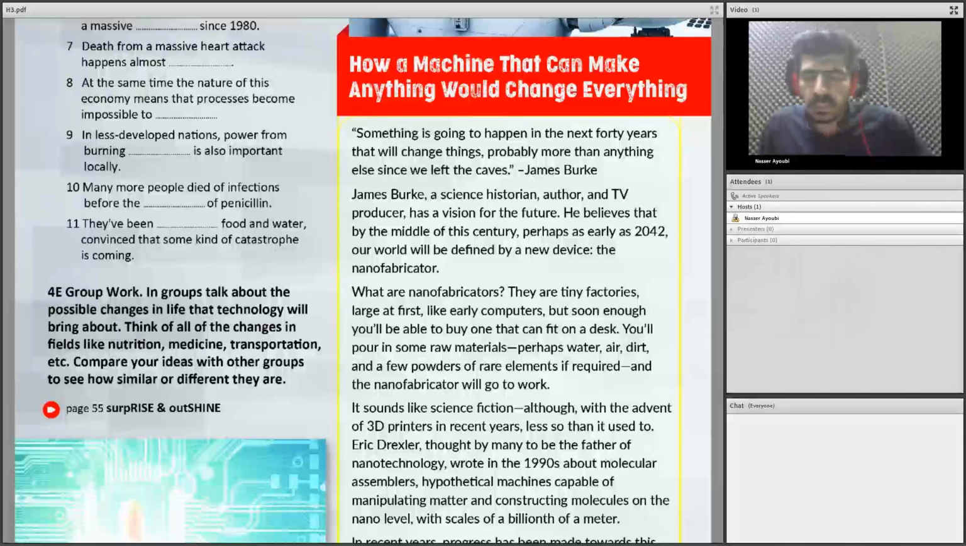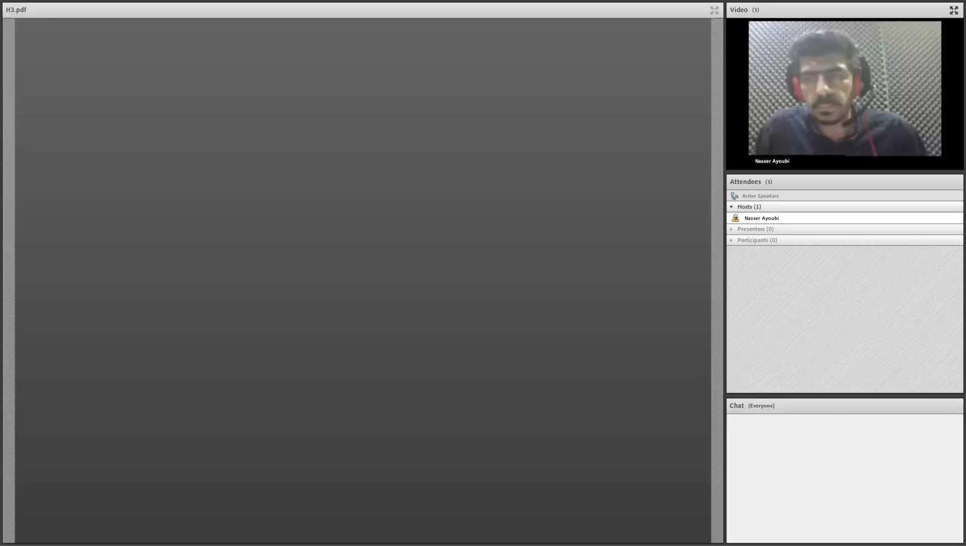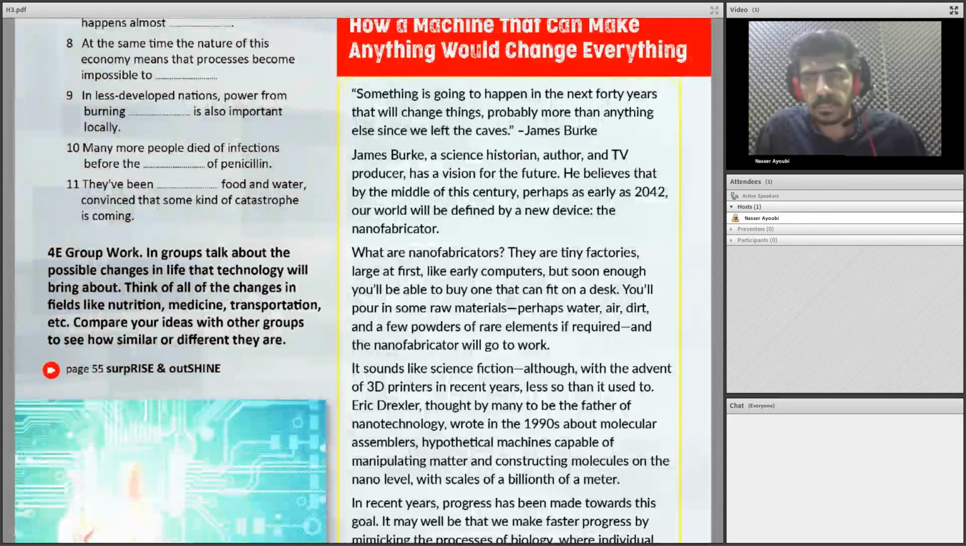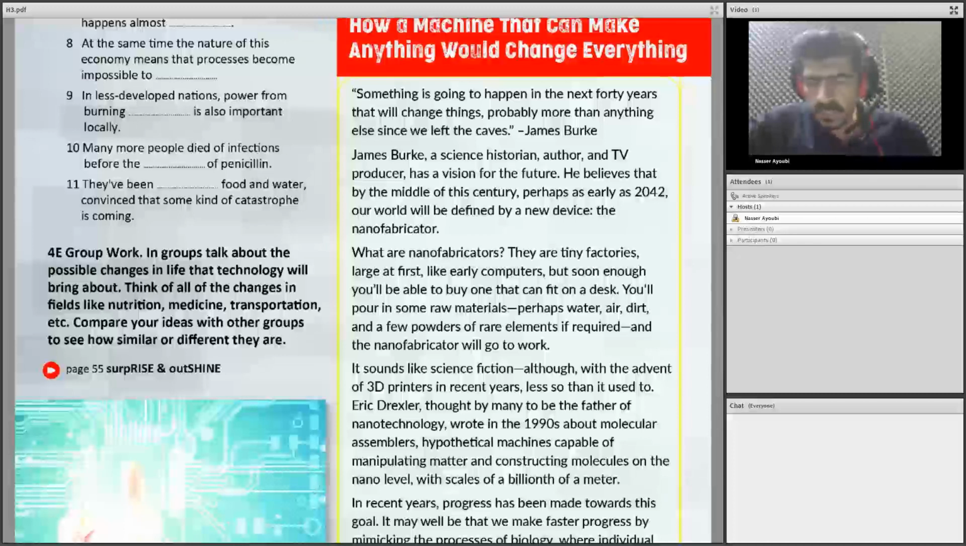Eric Drexler, who is thought by many people to be the father of nanotechnology, wrote in the 1990s about molecular assemblers. Molecular is related to molecules, and assembler is a person or a machine that puts parts of something together. So, what are they?